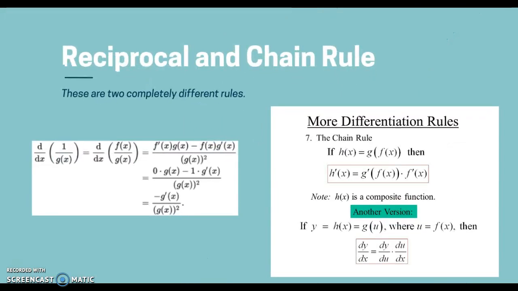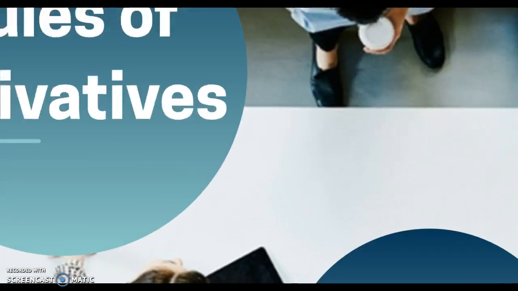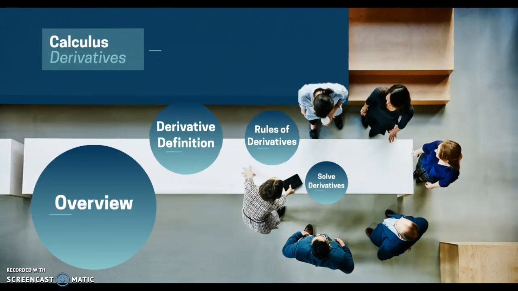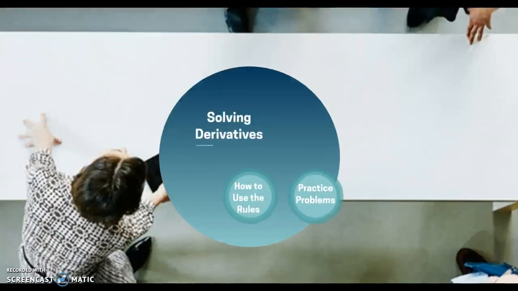The reciprocal rule isn't that complicated. It's almost like our quotient rule. Well, it's exactly like our quotient rule, but it's just an easier way to put it. And then our chain rule here, we're going to use chain rule for a majority of the problems that we do later on in calculus. So I wanted to point that out, that there are two different ways to write it, but they both get the same answer. And that is all I have for, oh wait, no, I do have solving derivatives.